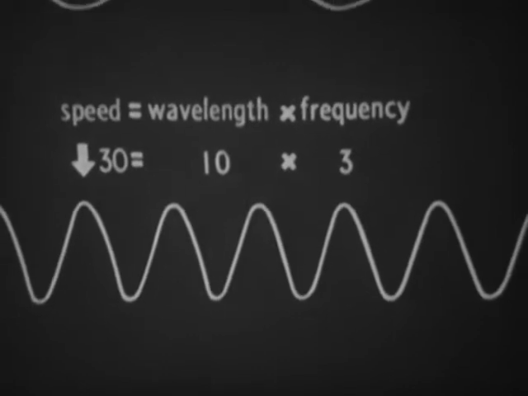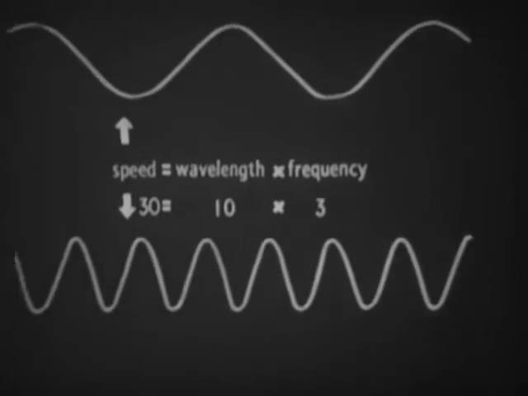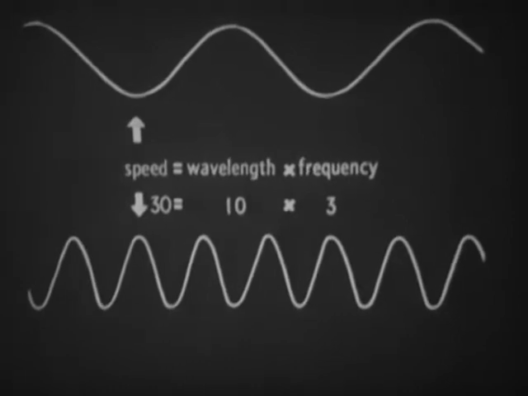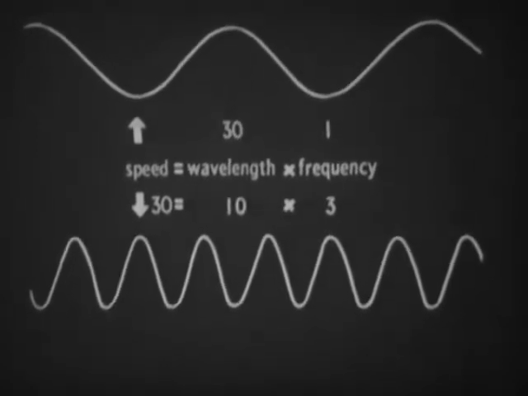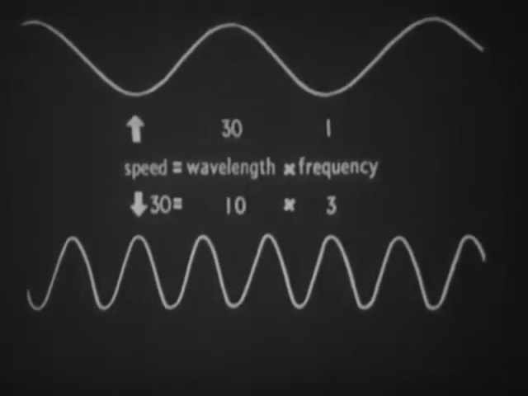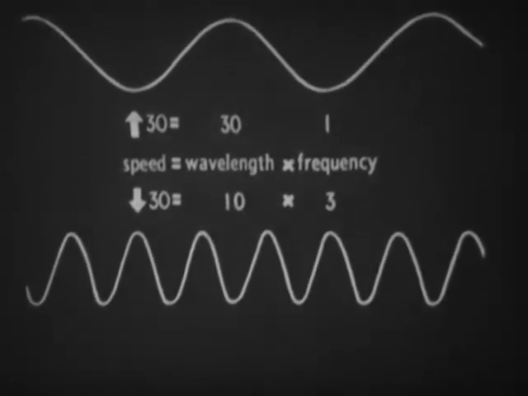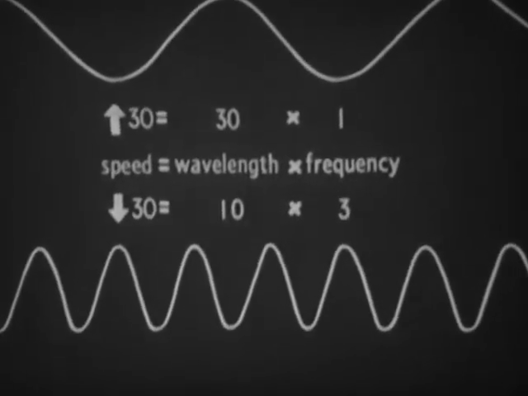How does this fit with our knowledge that the other wave travels at the same speed? Notice that the frequency is a third of what it was. 1 cycle per second for every 3 of the lower wave. But the wavelength is 3 times what it was, 30 centimeters instead of 10 centimeters. But we get the same speed, 30 centimeters per second, when we multiply the 2 together. This then is an interesting connection between speed, wavelength and frequency.